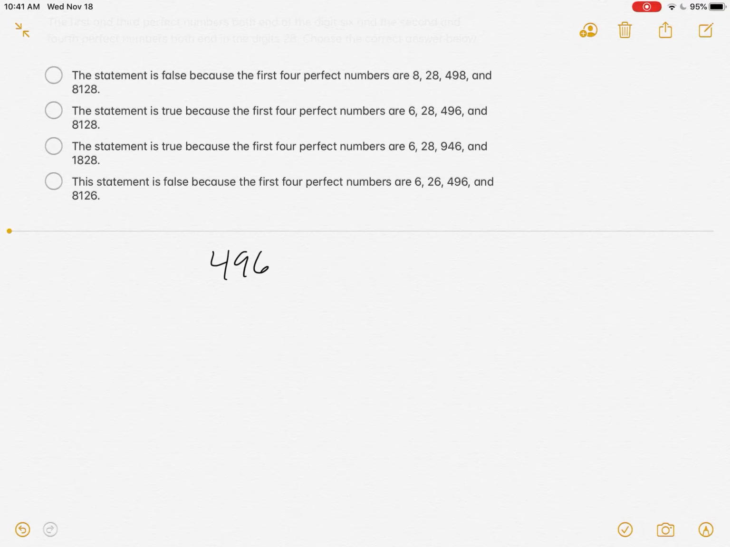So we know 1 goes in there, so I'm going to start listing them out. 1, comma, and definitely 2 goes in there. Let's look at how many times 2 goes into 496. Well, we can use a calculator, right? For time's sake.